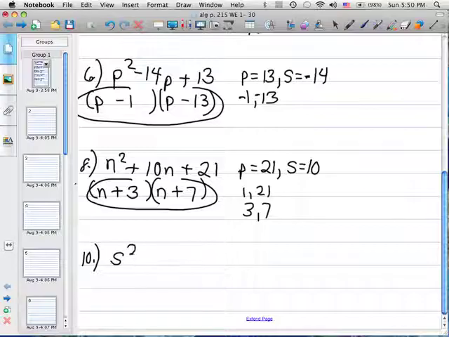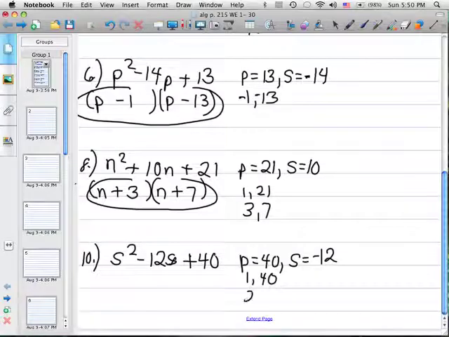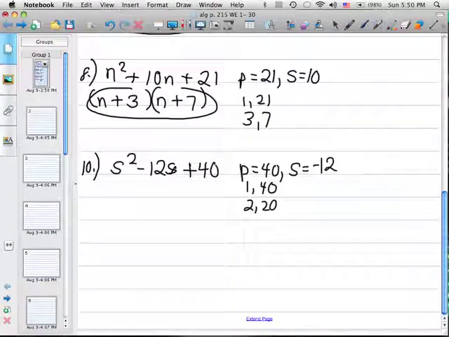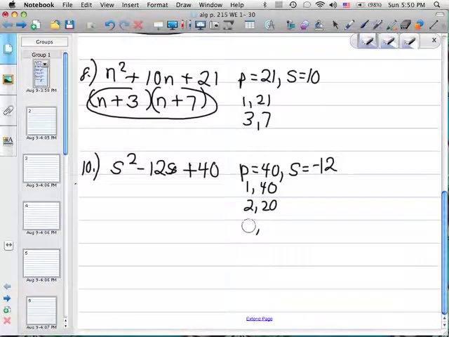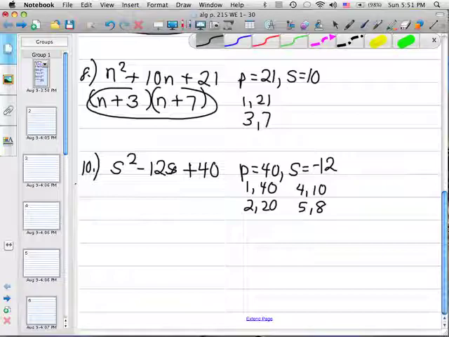Problem number 10, we have s squared minus 12s plus 40. The product of the 2 numbers has to be 40. The sum has to be negative 12. The factors of 40 are 1 and 40. That doesn't work. 2 and 20. 3 does not go in. 4 and 10 do not work. And 5 and 8. So there were no pairs that work, so this is prime.